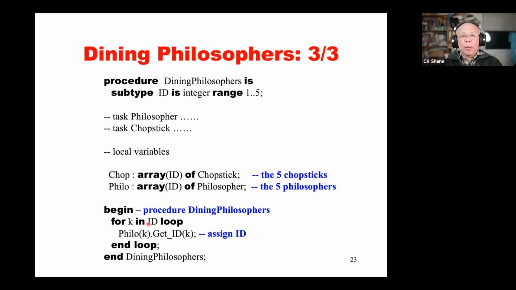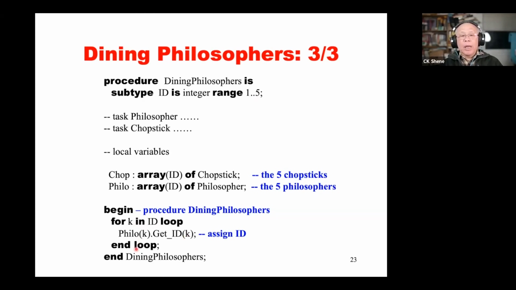So this main program is very simple. For k in ID, that is for the value of k from 1 to 5, it loops. For a given k, say k equals 1, we call philosopher once, and we call the get ID of philosopher 1, passing the value 1 to philosopher 1.